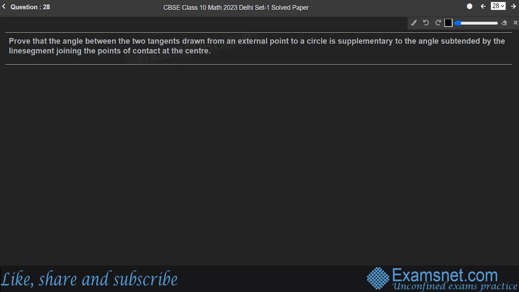Prove that the angle between the two tangents drawn from an external point to a circle is supplementary to the angle subtended by the line segment joining the points of contact at the center. So for this, we need to draw a figure. For example, we have a circle like this. There is a center there.